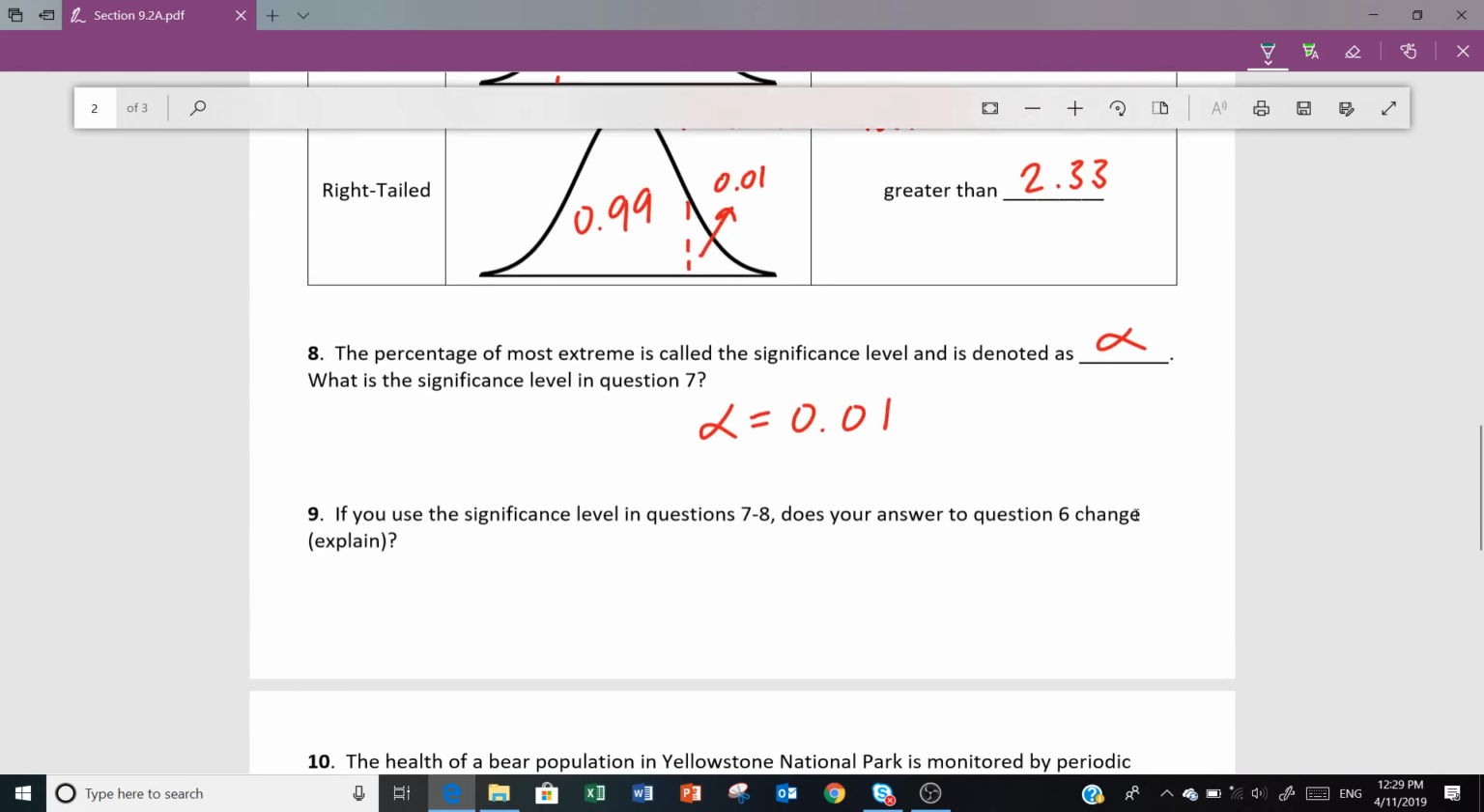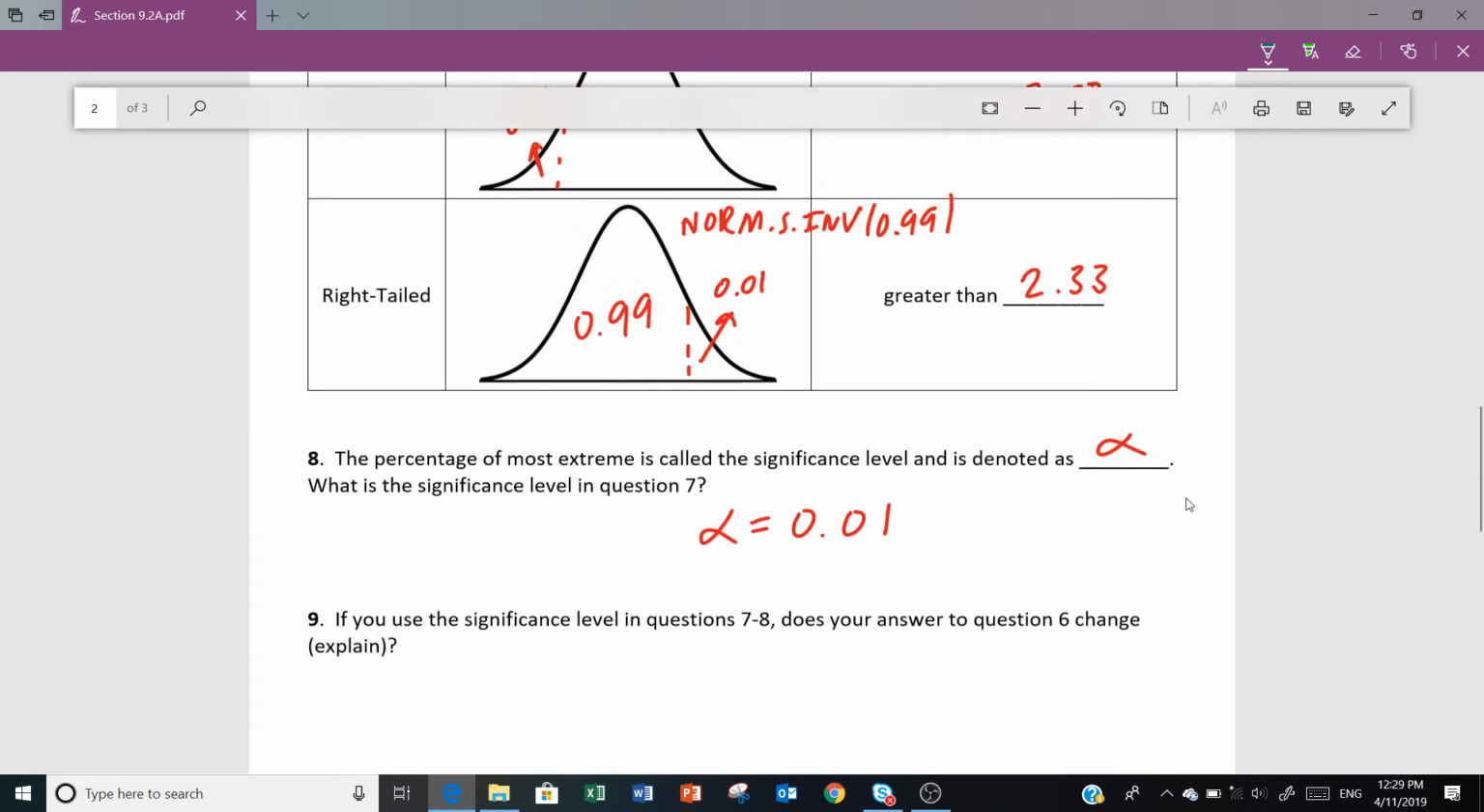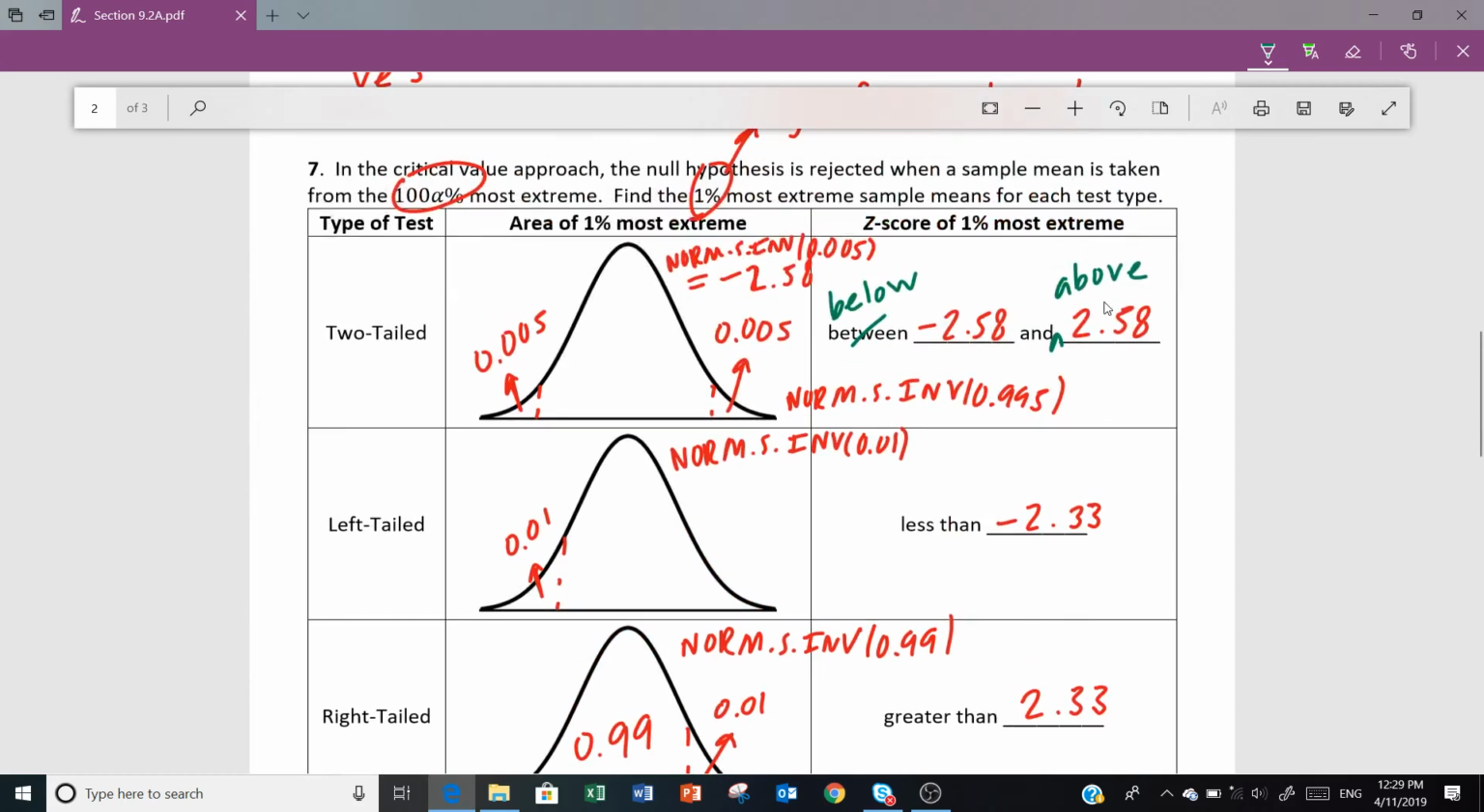So quickly as a class, why do we not want to change our answer? Why do we still want to reject? Good. What was the z value? 3. Is 3 considered an extreme value if extreme values are above 2.33? Yes, or 2.58, sorry. Extreme values are above 2.58. 3 is above 2.58, so therefore we're rejecting. Okay, any questions on that process?